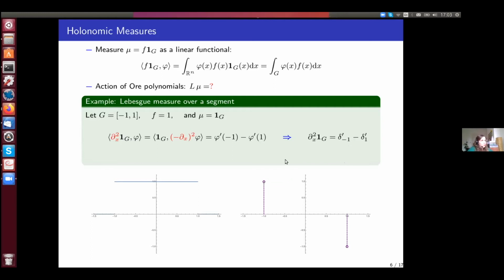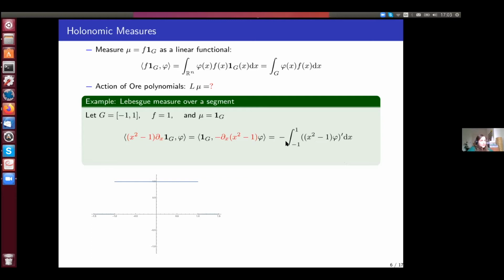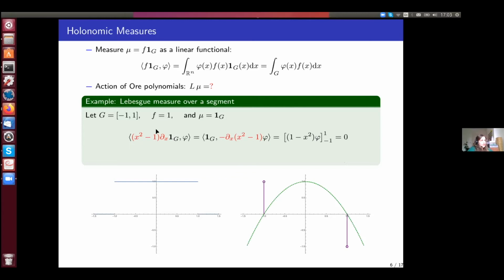So let's take another operator. In this case, if I take x^2 - 1 times dx, I get by commutation this integral, and since the support cancels exactly on this polynomial, I get an operator that cancels my distribution. And so I get actually that this operator is in the annihilator of my measure viewed in a distributional sense.